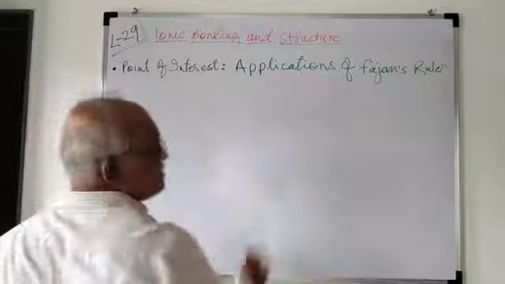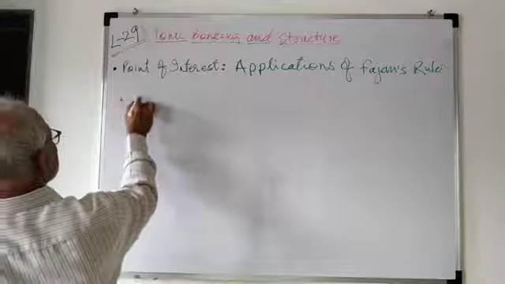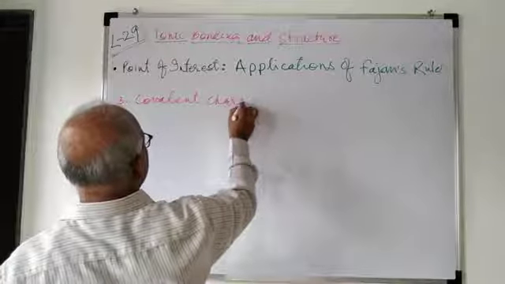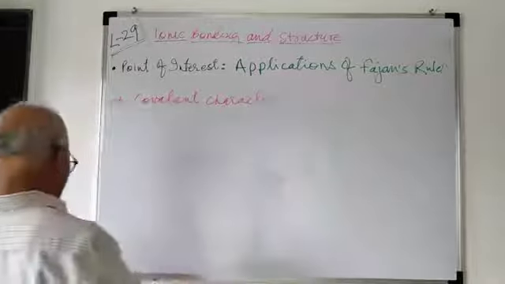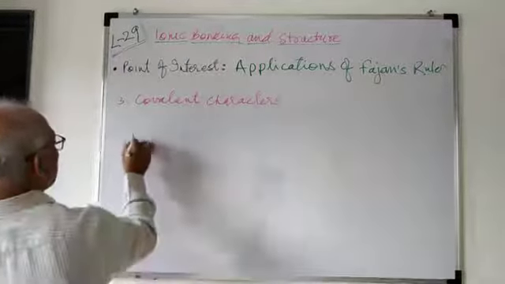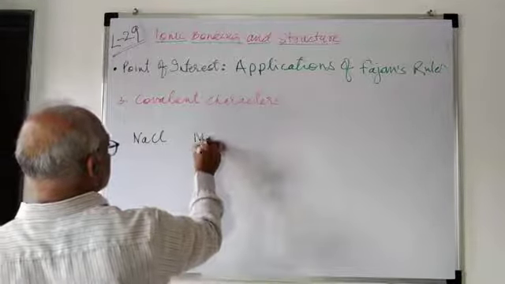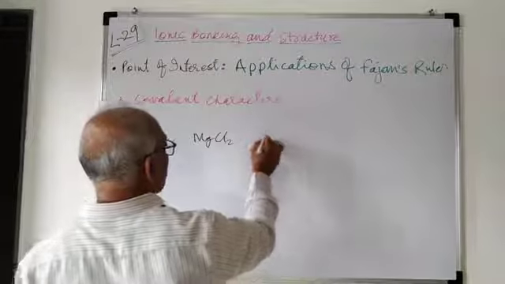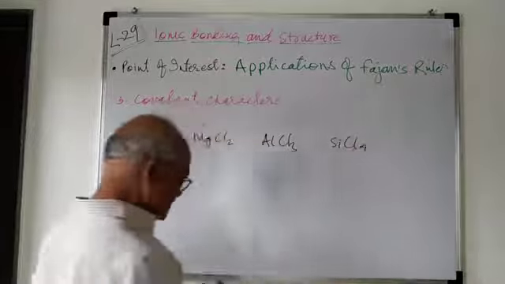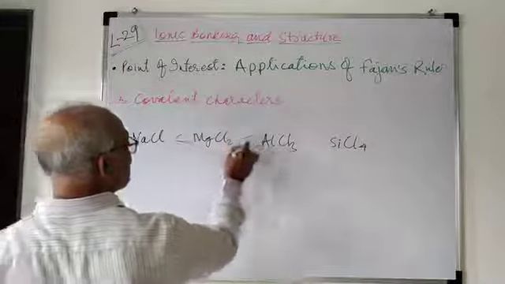Then we will see another example, that is covalent character. We can explain the covalent character with a number of such examples. For example, if we take NaCl, then MgCl2, AlCl3 and SiCl4, here we will find that the covalent character is increasing in this direction.